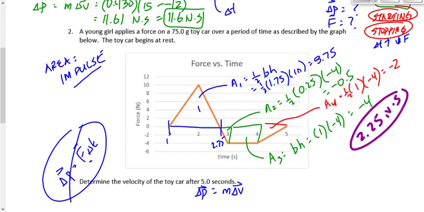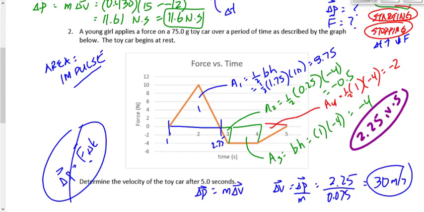My mass is my impulse. Rearrange itself for delta v here. My impulse is 2.25. My mass here is 0.075. And I got to recalculate this because I got it wrong the first time. I got an answer of 30 here. So my change in velocity is 30 meters per second.